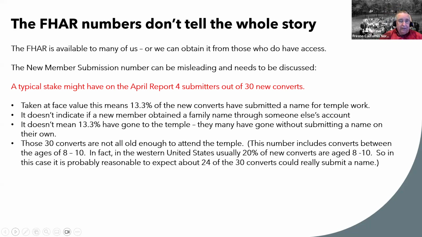And by the way, if any of you happen to be in the Utah area, he said it's very interesting there that it's closer to about 40% of the new converts in Utah who are actually in this age group of 8 to 10. So it'll vary from area to area. So anyway, this isn't a real good number to use, but it's about the best thing we have for a quick, easy way to judge what's happening within our stake or our ward.